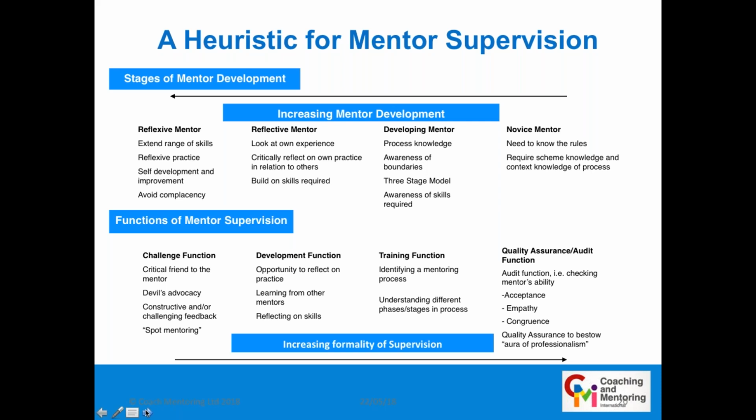And I think it's important for program managers and coordinators to be aware of how that support and supervision needs to develop as their mentors develop. And sometimes one size doesn't fit all in a program if you've got mentors of different levels and calibers. So it's something else to think about in designing your program.